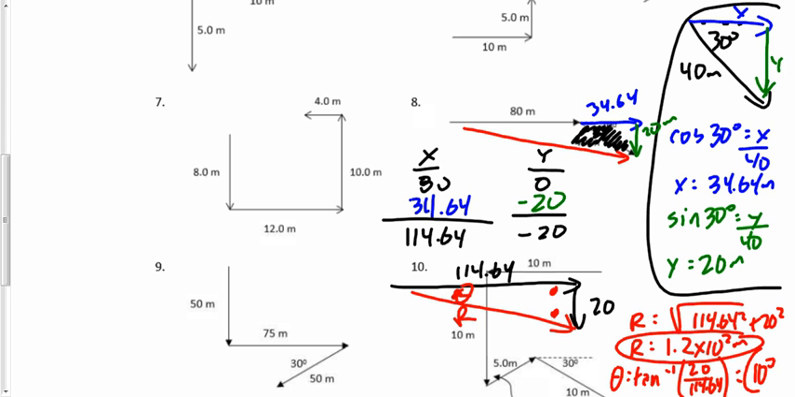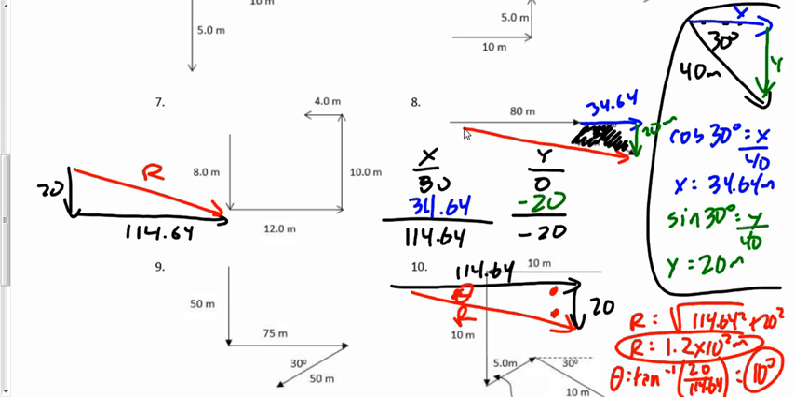Now, I'll show you one more tiny little thing here, okay? Don't lose any sleep over this, but did anybody happen to draw it like this? 20 and 114.64? Anybody do that? That's drawn correctly, isn't it? Look, my vector diagram is drawn head to tail. My resultant vector goes down here. The value of my resultant vector will be the same, 1.2 times 10 to the 2. Theta, though, won't be 10 degrees. Theta would be, anybody want to take a stab at it?